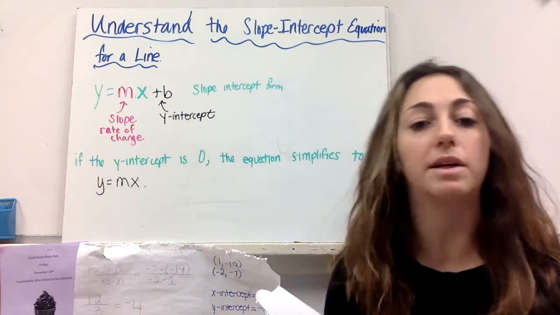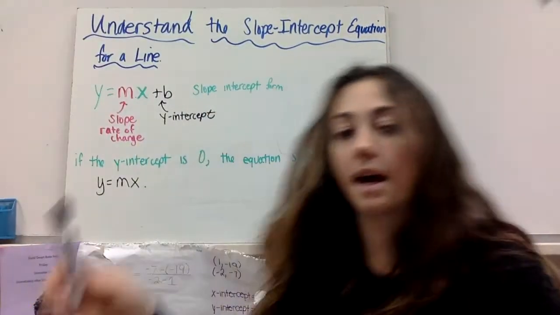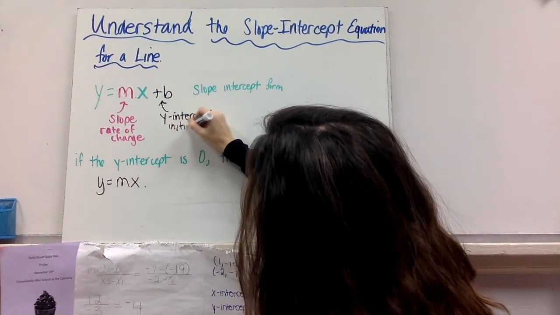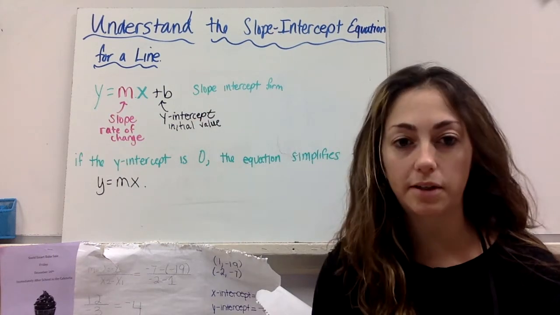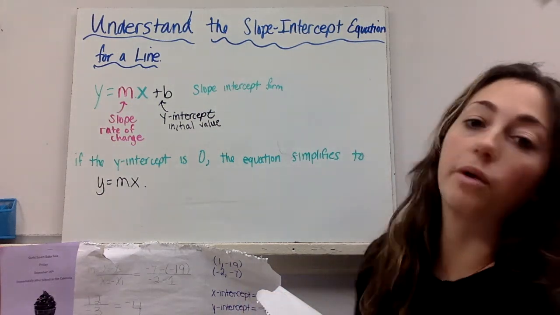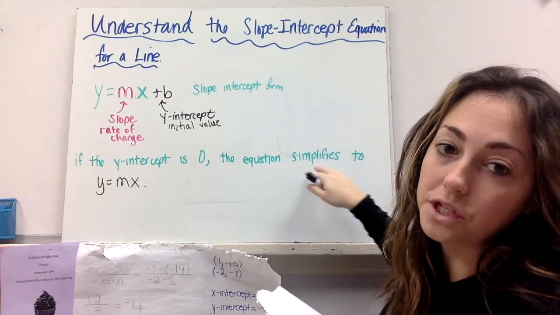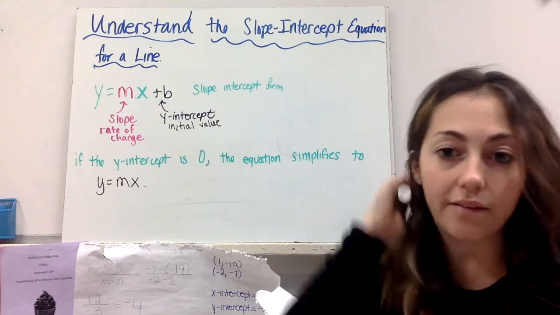It's also, we've talked about, it's your rate of change, and b is your y-intercept, which I also said is your initial value. So those are two things we've talked about, two ways of saying each one. So what we've recently seen is when the y-intercept is 0, the equation simplifies to just y equals mx. You won't have the 0 there.